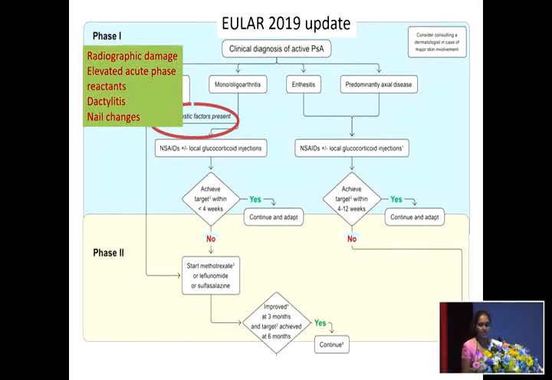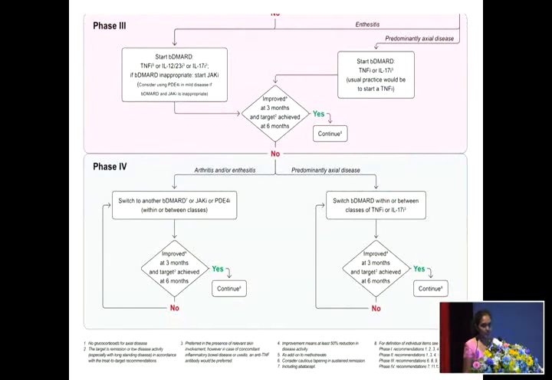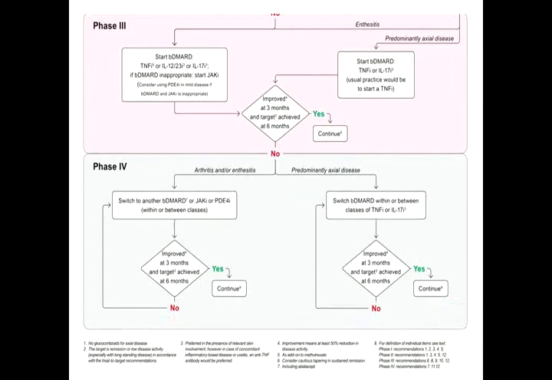Then if the patient is having enthesitis, or predominantly axial skeleton involvement, then we can try NSAIDs and local steroids again. But if the patient is not responding, we have to straight away move on to phase 3, where you give biologics. If the patient is having peripheral arthritis, then we can give tumor necrosis factor inhibitors, IL-17, or if that is not appropriate, we can move on to Janus kinase inhibitors, JAK inhibitors.